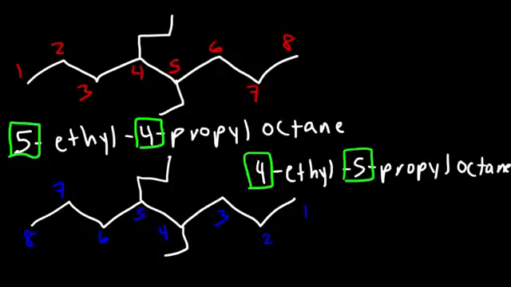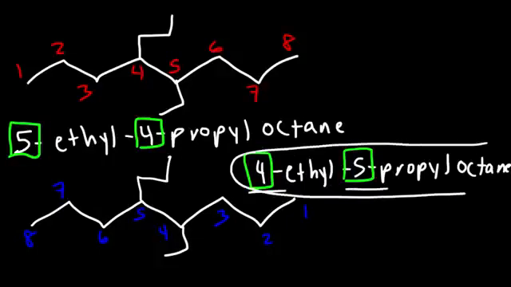So if you get to the situation where it's already placed in alphabetical order, then the first group should have the lower number. Or in other words, you want to place the numbers in ascending order, going from low to high. So this is the right way to name it. Now let's move on to our next example. Feel free to try that problem.